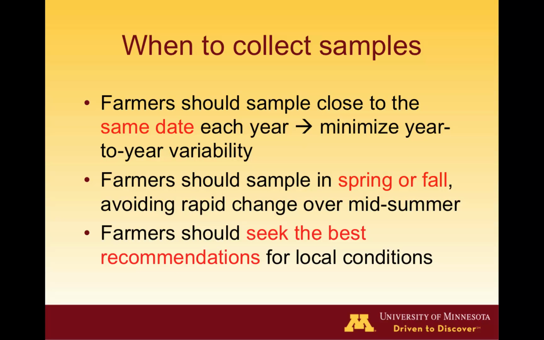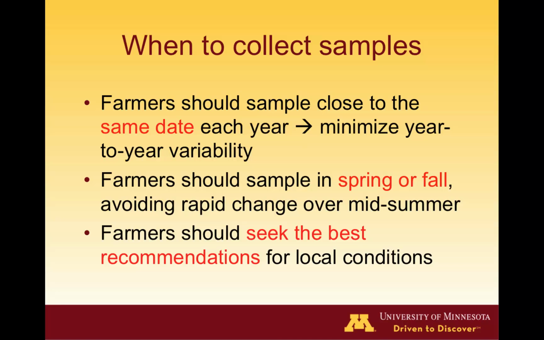When to collect samples? Farmers should sample close to the same date each year to minimize year-to-year variability. So you don't want to collect samples this spring and next fall, because spring is the beginning of the crop cycle, but fall is the end of the crop cycle. You can expect more soil organic matter at the end of the crop cycle, because the biomass from this year's crop is left in the field to increase the soil organic matter.